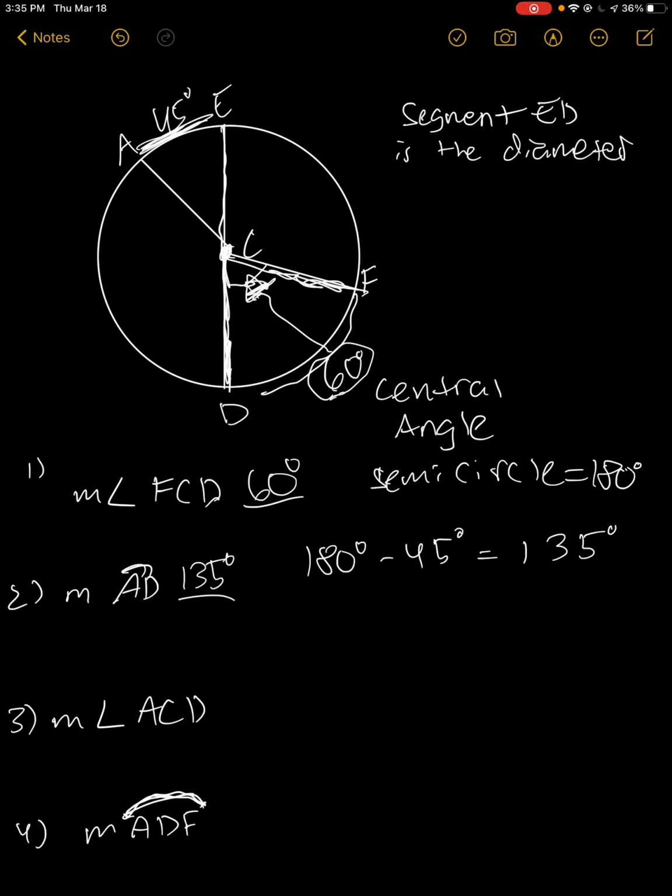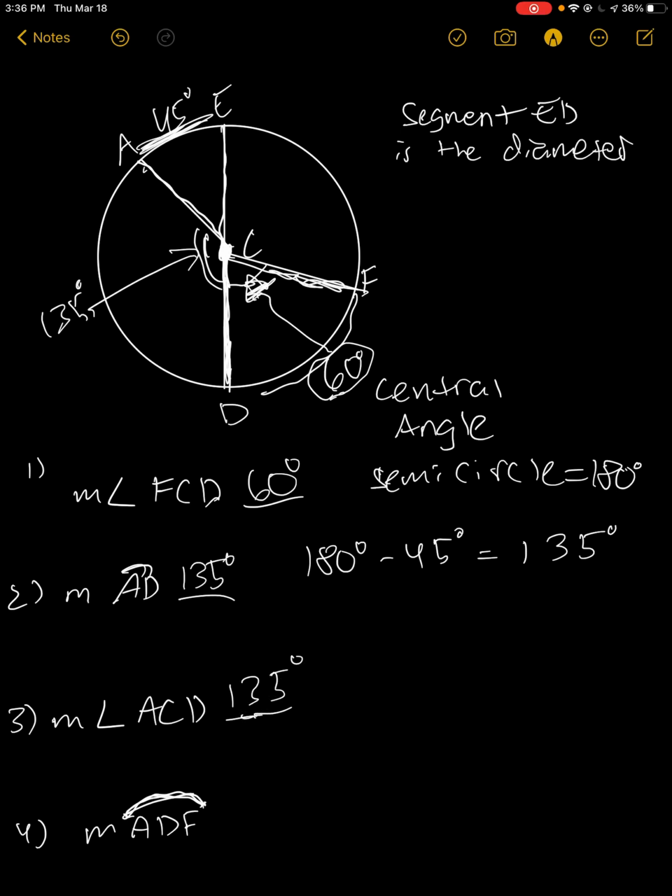Now we need to find the measure of angle ACD. ACD is right here, it's this angle. But wait, we just found the measure of arc AD. And since this angle ACD is a central angle, it has to be the same thing as this arc, because it's a central angle. So all we need to do is just draw that arrow. It's going to be the exact same thing, so this is also going to be 135 degrees.